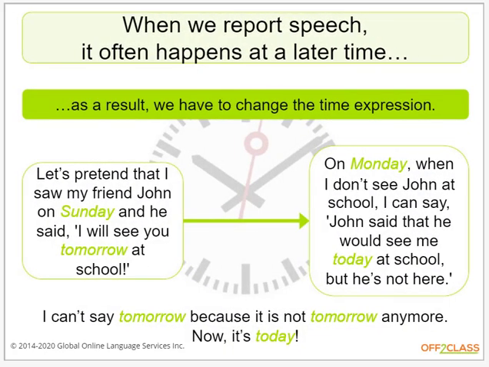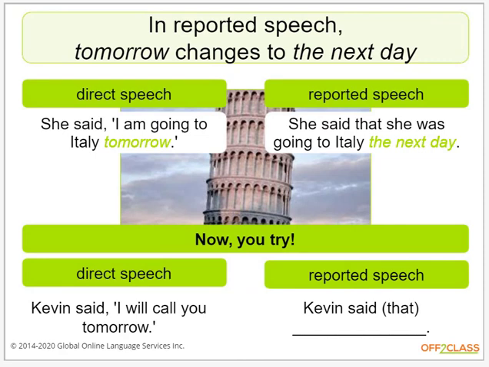So when we report speech, it often happens at a later time. As a result, we have to change the time expression. So let's pretend that I saw my friend John on Sunday, and he said, "I will see you tomorrow at school." On Monday, when I don't see John at school, I can say, "John said that he would see me at school today, but he's not here." I can't say tomorrow because it's not tomorrow anymore. Now it's today. See how that changes, right? The actual time changes because the expressed time has actually changed. Expressions of time in reported speech change according to the speaker's point of reference.